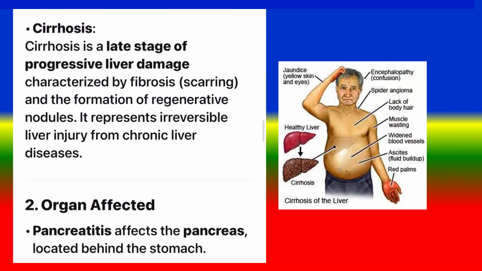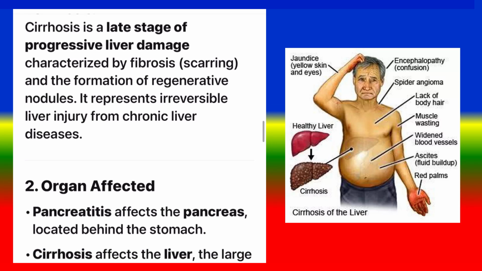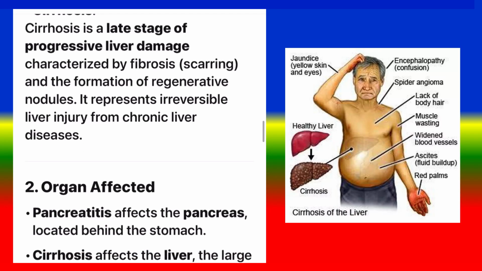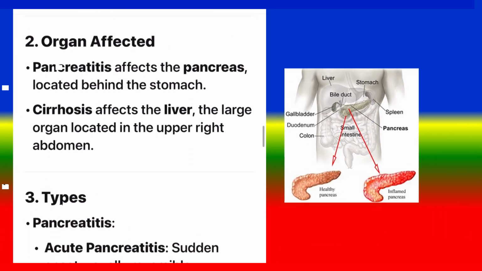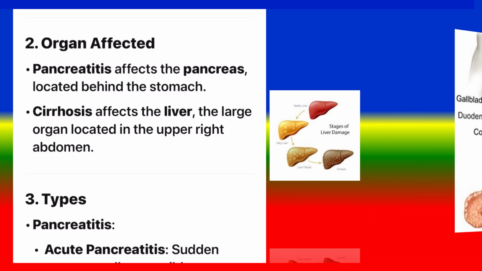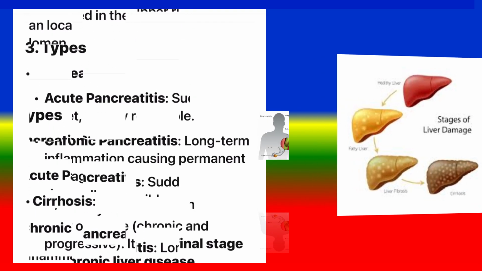Cirrhosis. Cirrhosis is a late stage of progressive liver damage characterized by fibrosis, scarring, and the formation of regenerative nodules. It represents irreversible liver injury from chronic liver diseases. 2. Organ affected. Pancreatitis affects the pancreas, located behind the stomach. Cirrhosis affects the liver, the large organ located in the upper right abdomen.